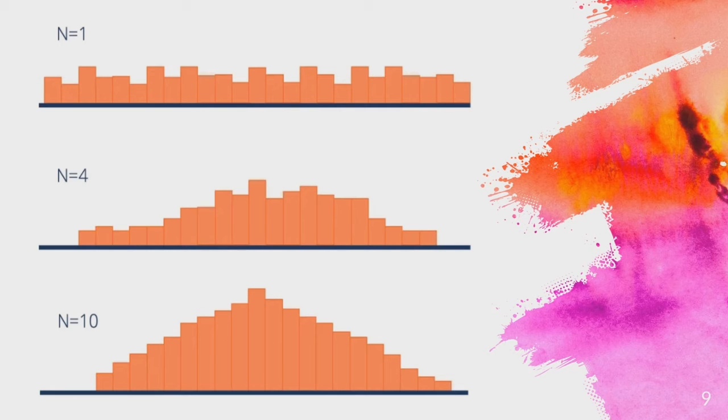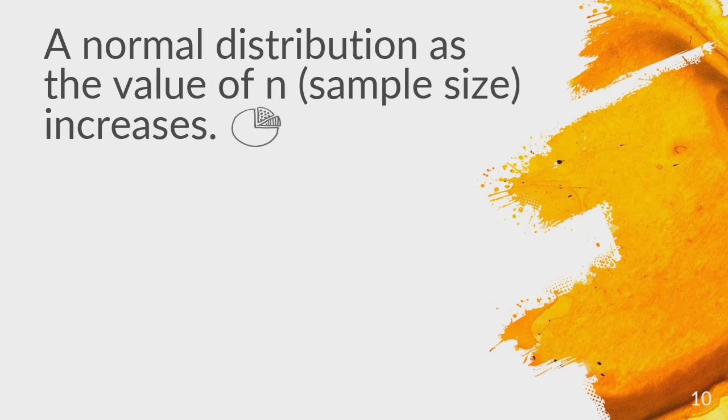It can be illustrated in this figure. From this figure, we can deduce that despite the fact that the original shape of the distribution was uniform, it becomes a normal distribution as the value of n, or sample size, increases.